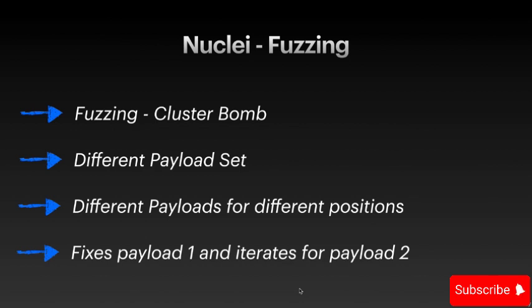So we are using different combinations to fuzz the application to identify if we are successfully able to authenticate into an application with the help of the cluster bomb technique. In simple terms, we fix the payload 1 and we iterate for payload 2, and we do that continuously for payload 2, 3, 4, 5, etc.